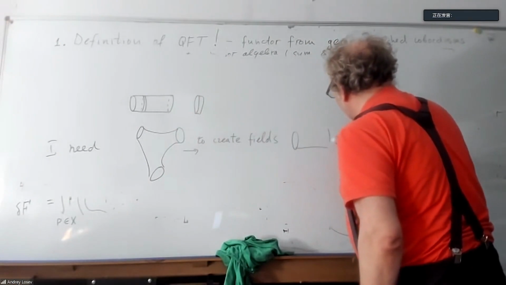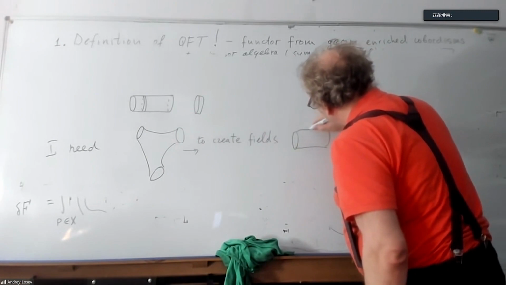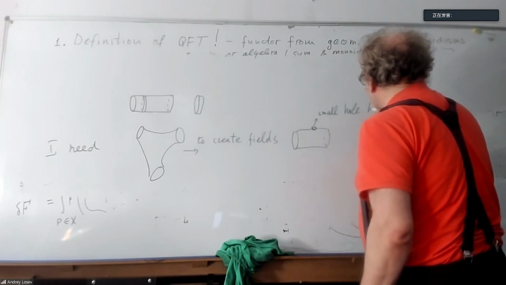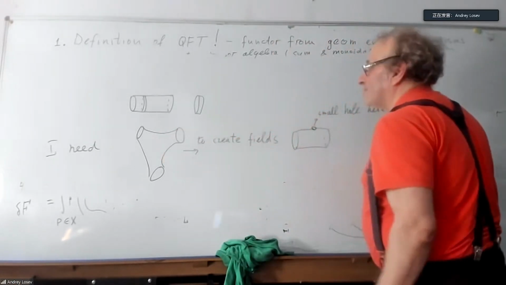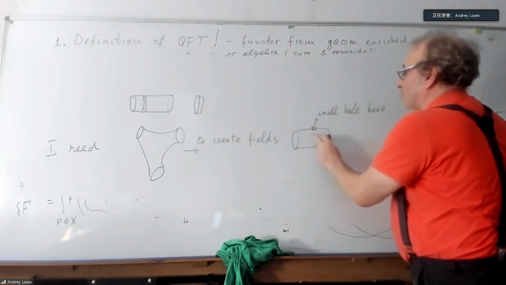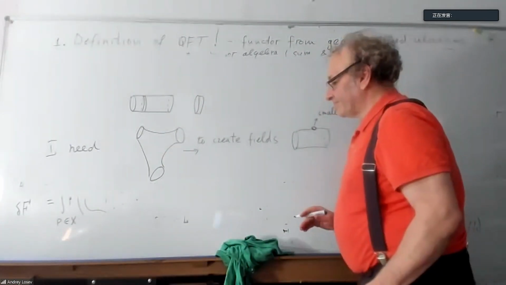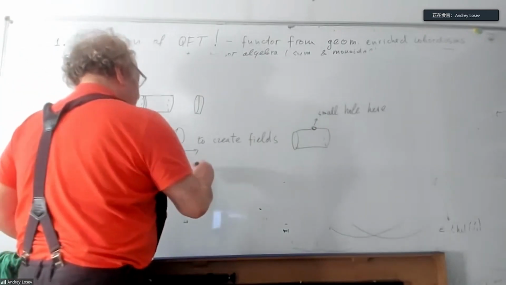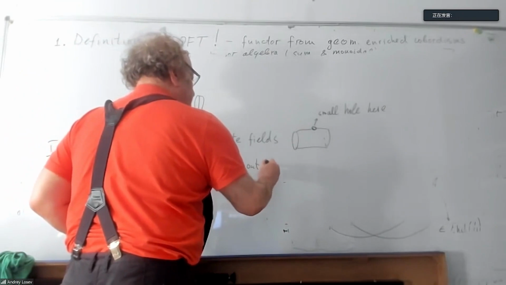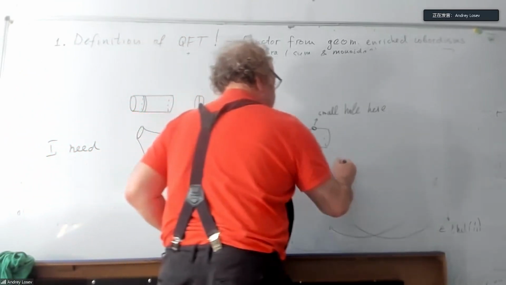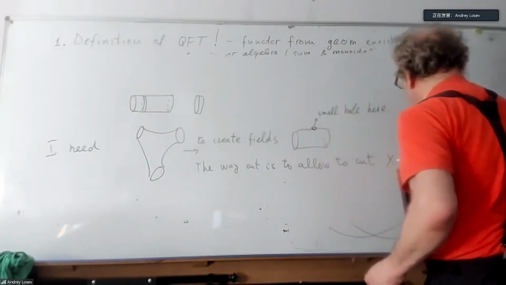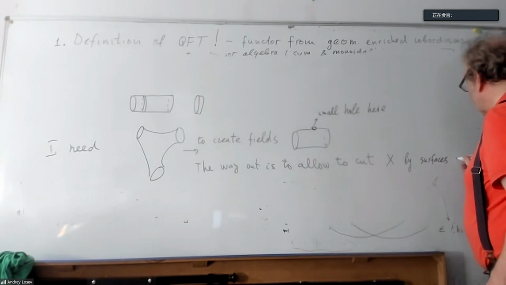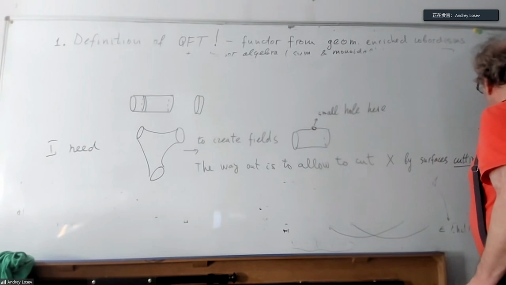So what is the field? I need to have small hole. Well, that's why I need this. And having only cylinders, I cannot do it. The way out is to allow to cut X by surfaces, cutting boundaries.